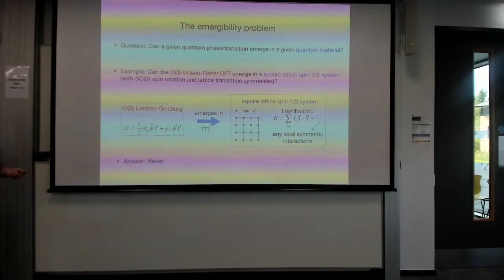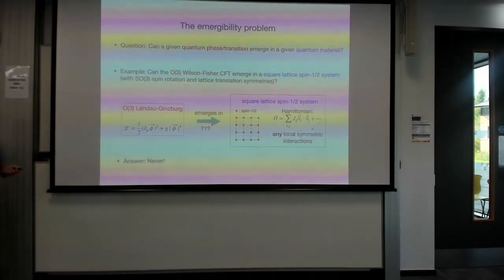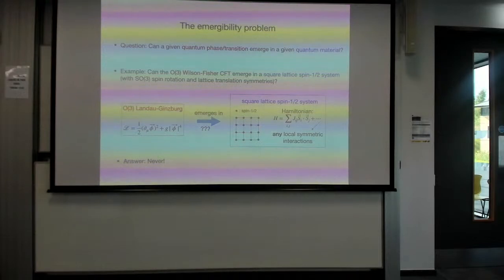Maybe you remember in the morning, Anders showed something similar, a similar model, but his model really has two layers of the square lattice. Here I'm just having one layer. This is actually a big difference. Okay, so basically, I want to understand this type of emergibility problem.